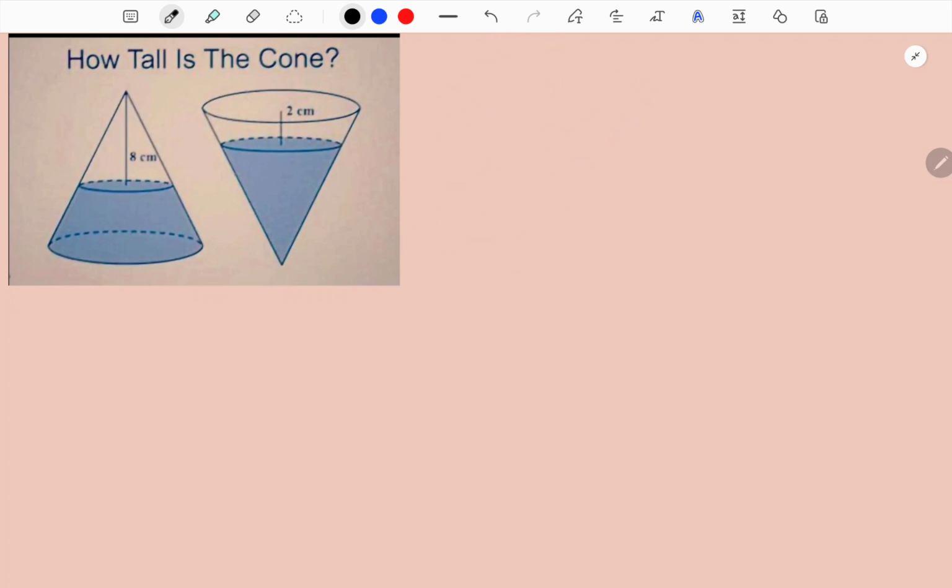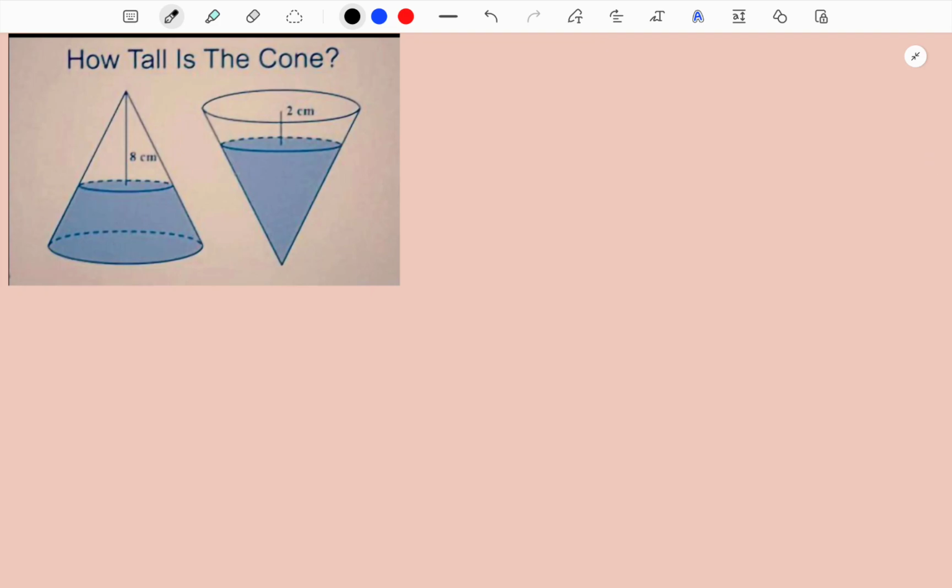So in this case, you can't just add. You can't just say 8 corresponds here and 2 corresponds here, because 8 is the height of this cone, and 2 is not the height of this cone. It's the height of this particular frustum. But anyways, let's get on to how to solve this problem.